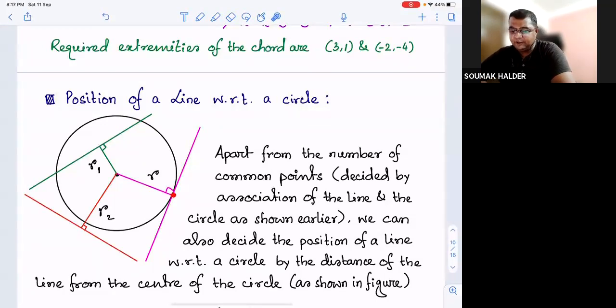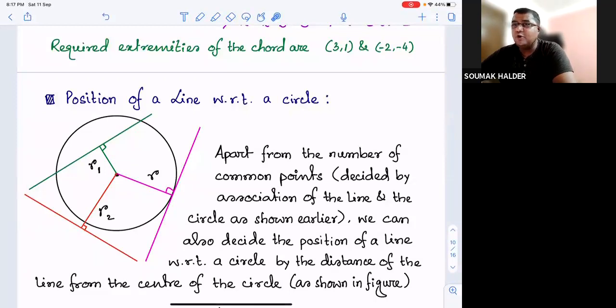Or we can have only 1 point in common. In that case, the line will act as a tangent. Or we might have no point in common. In that case, the line is passing through outside. Apart from the number of common points, there is another parameter we can confirm. If it is a chord, then the minimum distance from the center is some r1, less than the radius. When the line is a tangent, then the minimum distance is itself the radius.